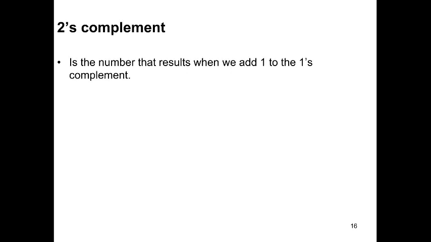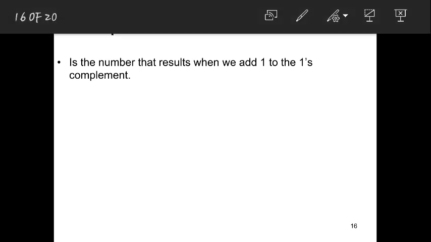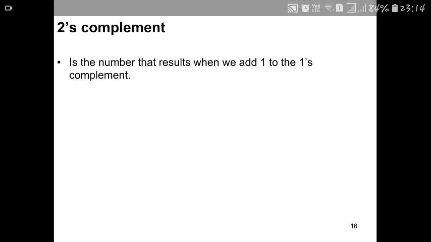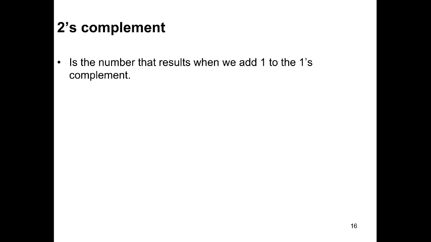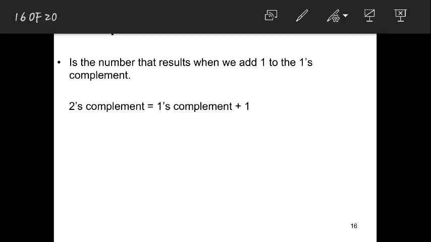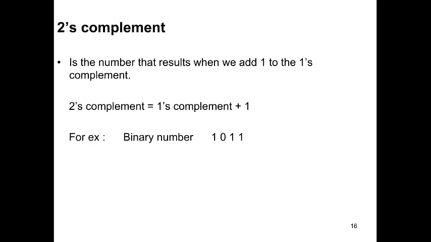So the 2's complement is the number that results when we add 1 to the 1's complement. 2's complement is equal to 1's complement plus 1. Okay, so here he has taken the binary number 1 0. Don't think that what I did before was 1 0 0. For that, when I made the 1's complement, I got 7, and when I added 1, I got the same number again. Don't expect that you'll always get the same number.